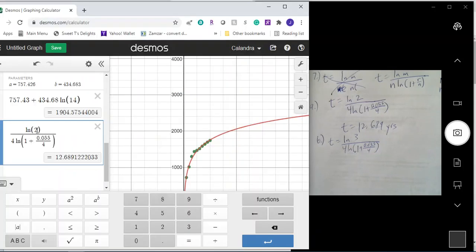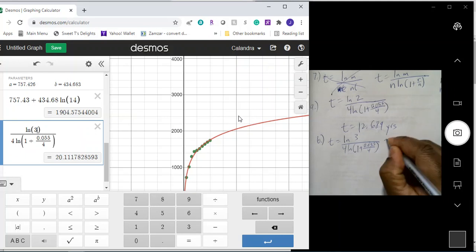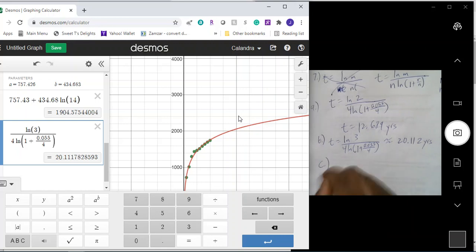All you got to do in Desmos is go up here, backspace, put in the number 3, and it gives you your value. So if we round to 3 decimal places like we did the previous problem, it'll be approximately 20.112 years. All right, now we're going to move on to C.